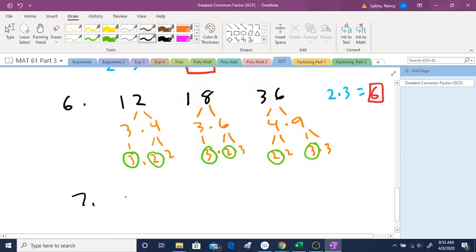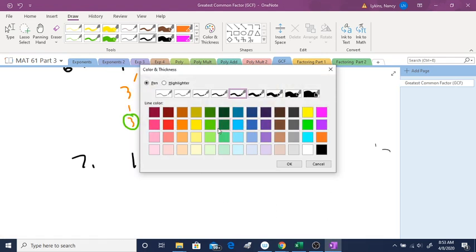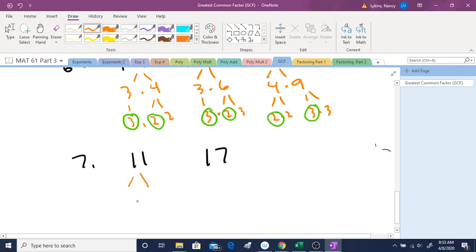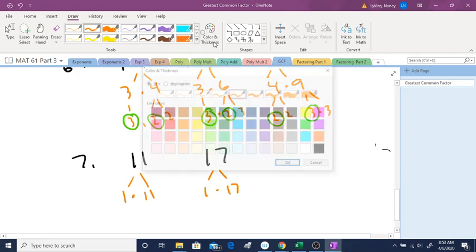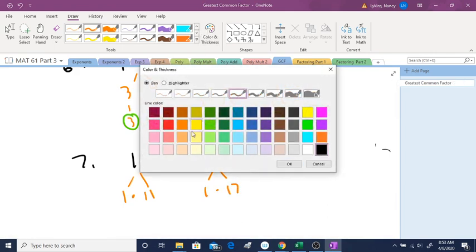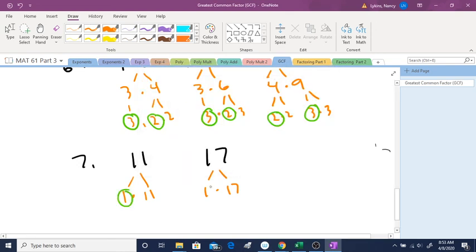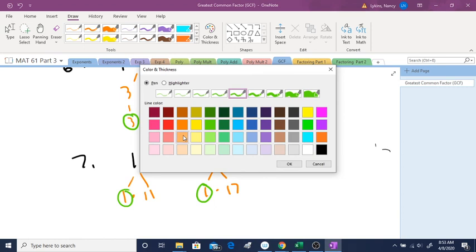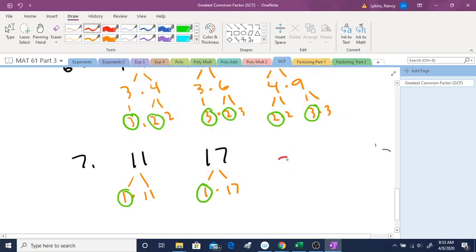Now for the bonus, let's say we have 11 and 17. Some of us are looking right now and seeing that this is prime because 11 can just be 1 and 11. Same thing with 17, 1 and 17. Do they have anything in common? The only thing they really have in common is the 1. So in this case, the greatest common factor is 1.